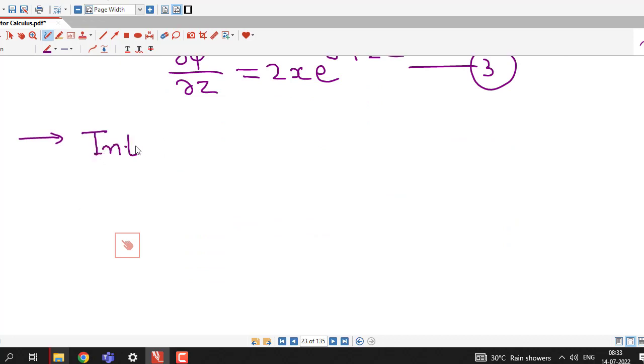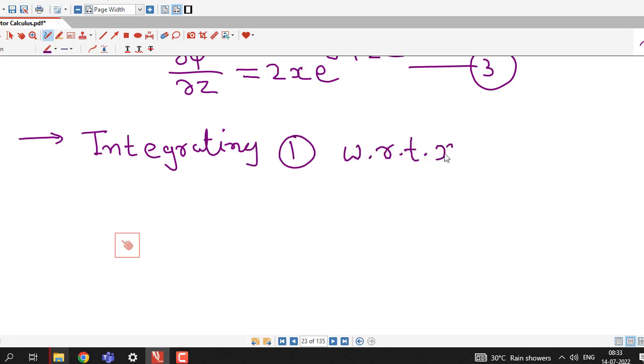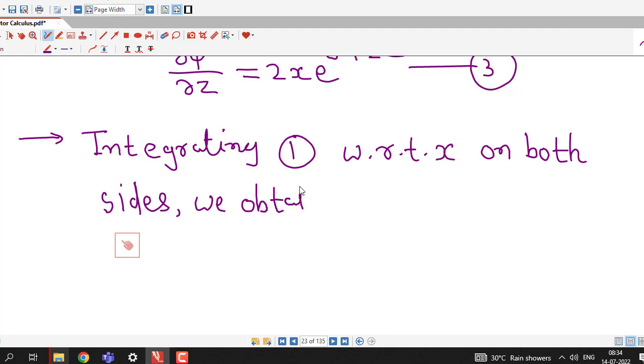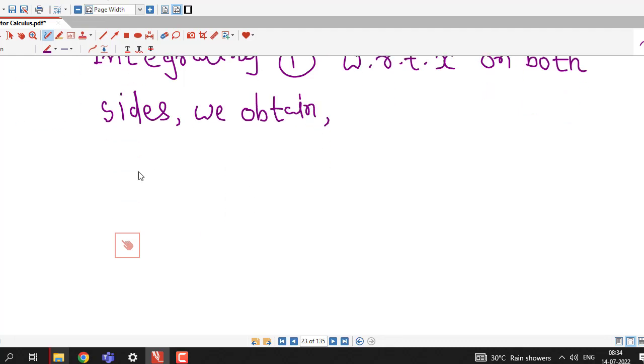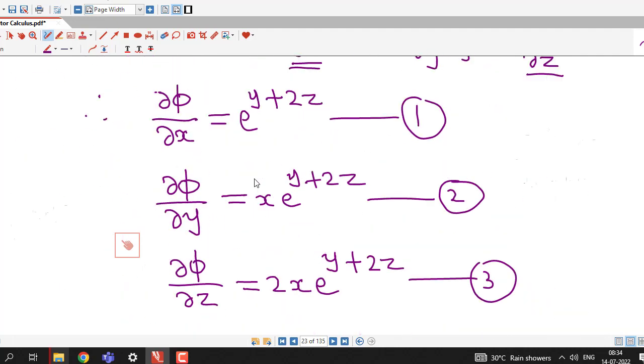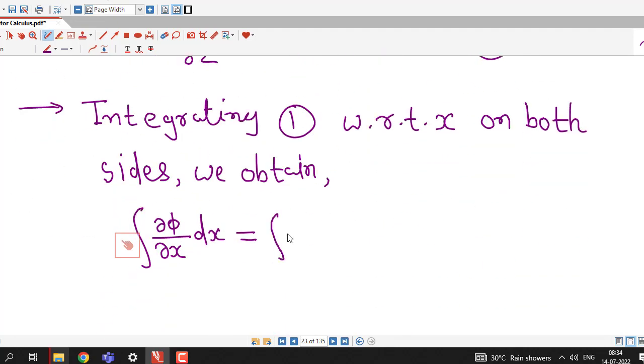We integrate equation 1 with respect to x on both sides. But keep in mind, we will consider y and z as constant. So let's see what we obtain if we integrate with respect to x. Left hand side is the partial derivative of phi with respect to x, that we will integrate with respect to x, equal to the integral of e raised to y plus 2z with respect to x plus constant of integration.